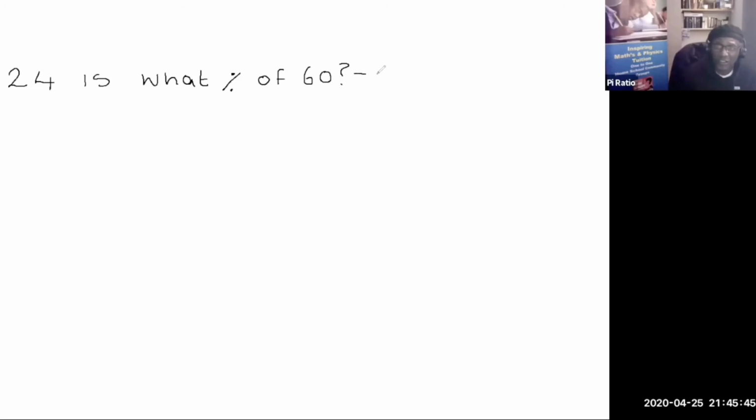I do it, I just draw a little arrow like that. And then I write 24 is equal to brackets x and then brackets 60. Right, let's explain. 24 is what percent of 60? So 24 is equal to what percent? We don't know what it is, so we put x of 60. So what percent is x? And then you've got 60 at the end.